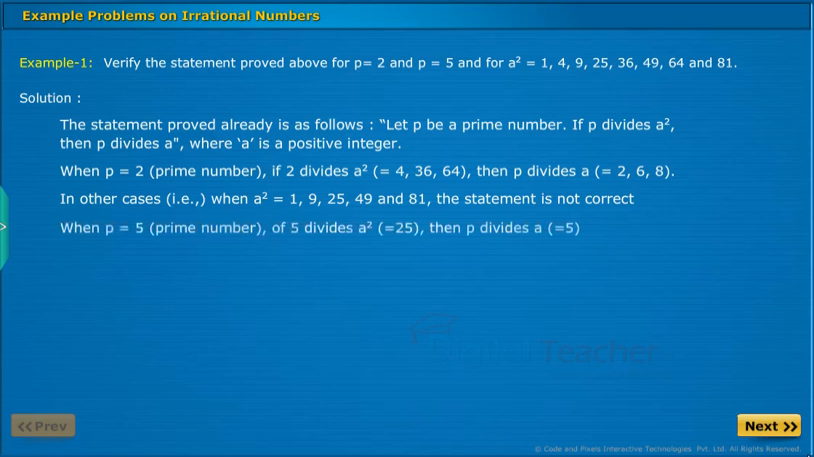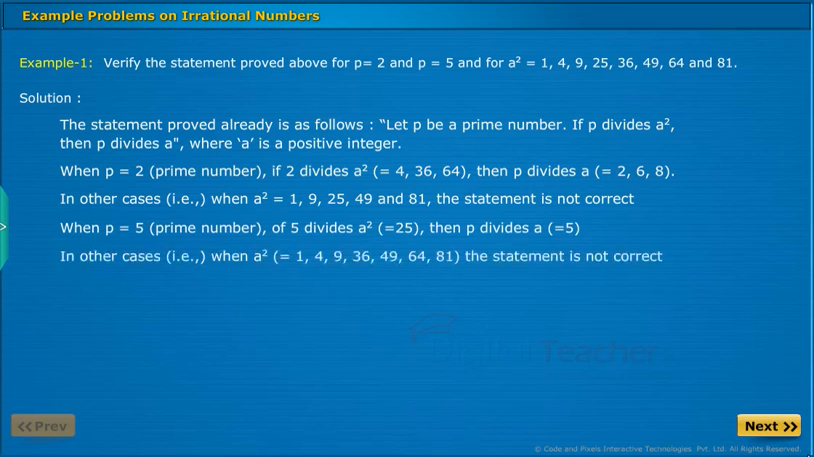For p equal to 5, if 5 divides a squared equal to 25, then 5 divides a equal to 5. In other cases, that is when a squared equals 1, 4, 9, 36, 49, 64 and 81, therefore, the statement isn't correct.